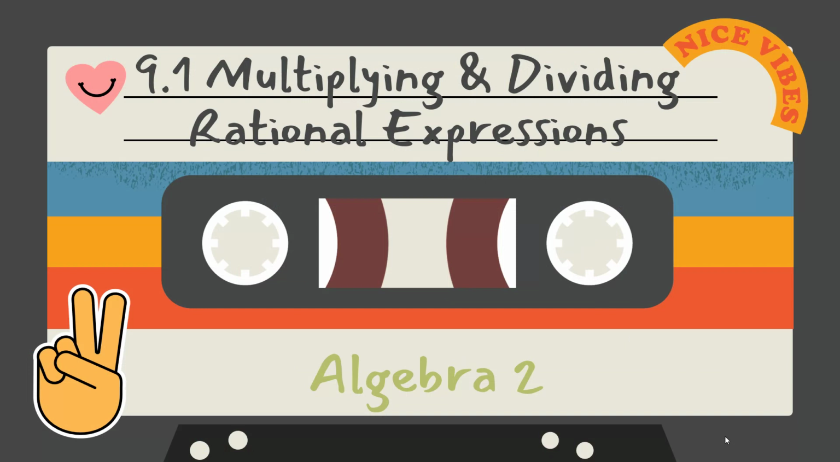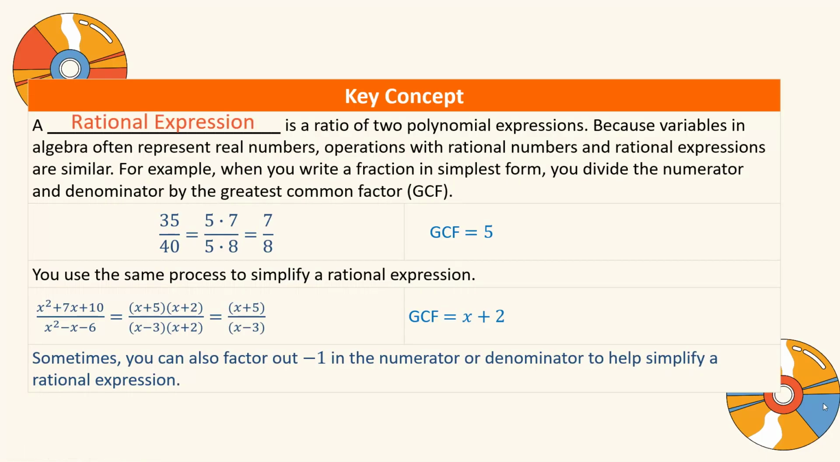Hello. Today we will be multiplying and dividing rational expressions. A rational expression is a ratio of two polynomial expressions. Because variables in algebra often represent real numbers, operations with rational numbers and rational expressions are similar.